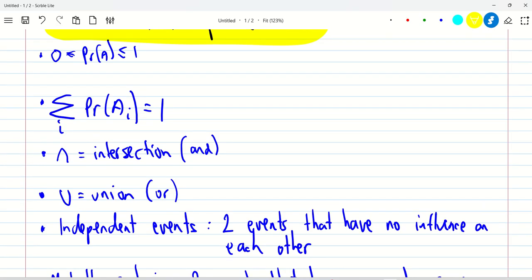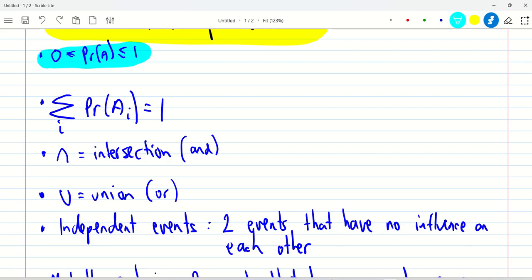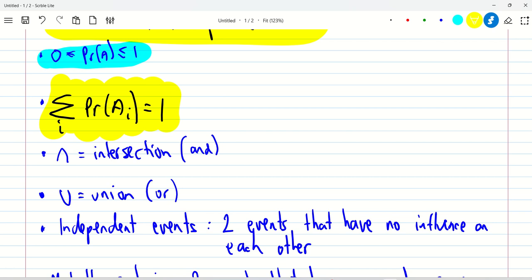Probabilities are greater than or equal to 0. They can be equal to 0 or less than or equal to 1. They cannot go outside of that. All probabilities are between 0 and 1. 0 means impossible. 1 means certain. It definitely does happen.